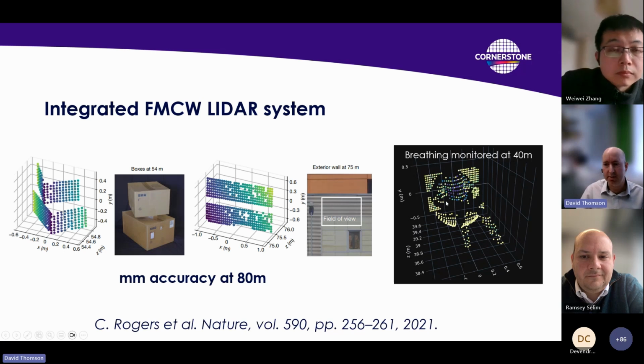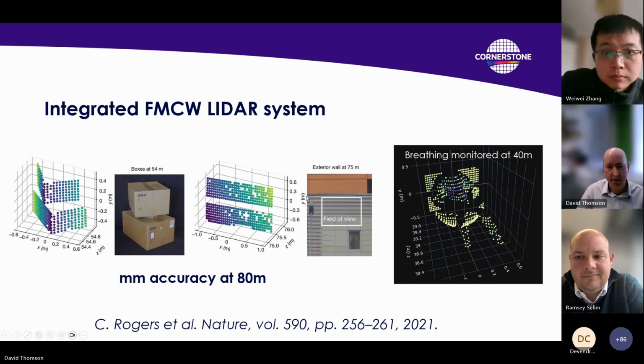So where you see the chest region of this person, hopefully you can make out that's someone sat in a chair anyway, but the chest region here is moving. So we're actually able to detect with this system breathing from a distance of 40 meters. So you can imagine there could be lots of interesting and important applications of that.